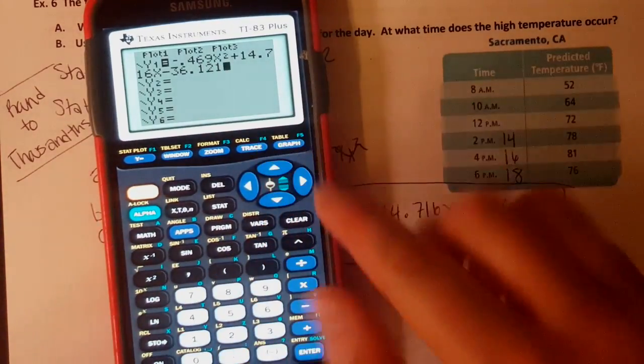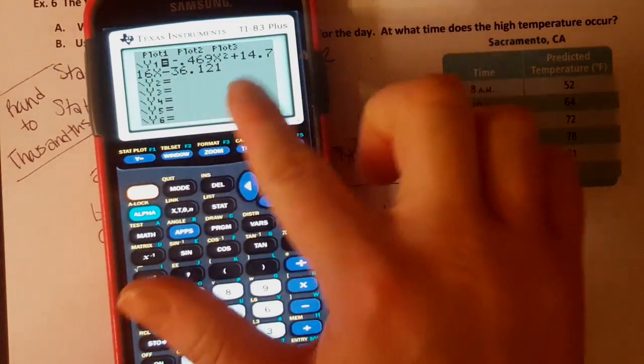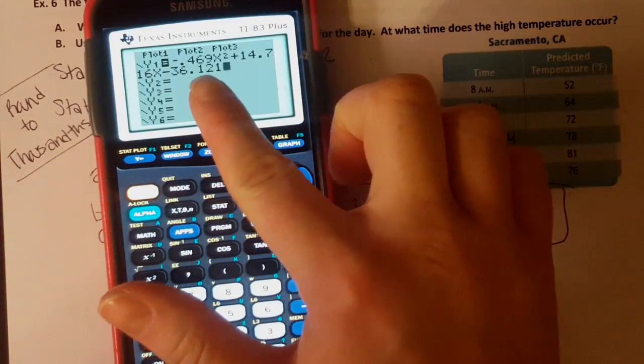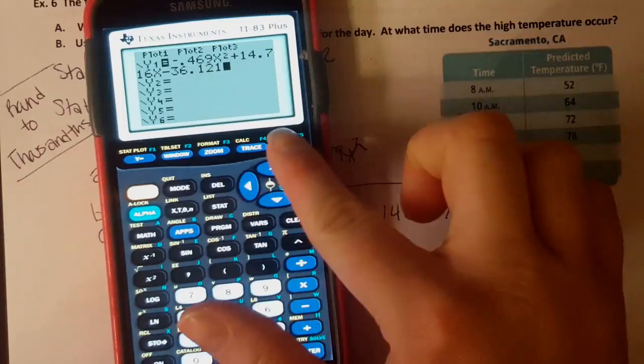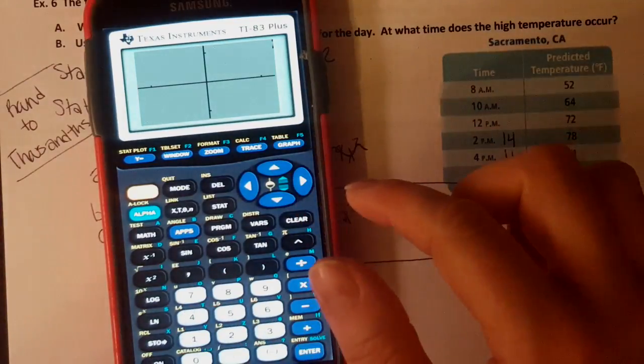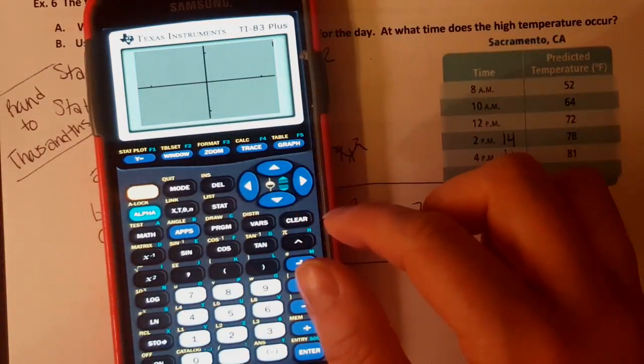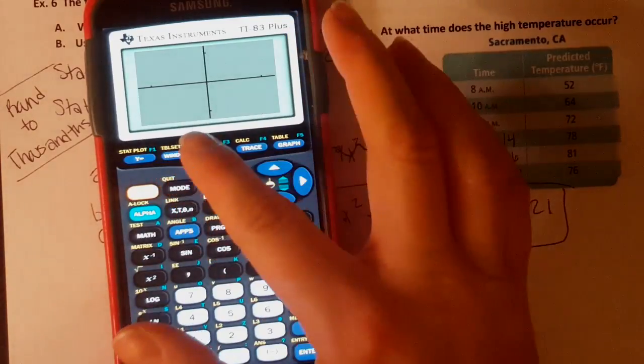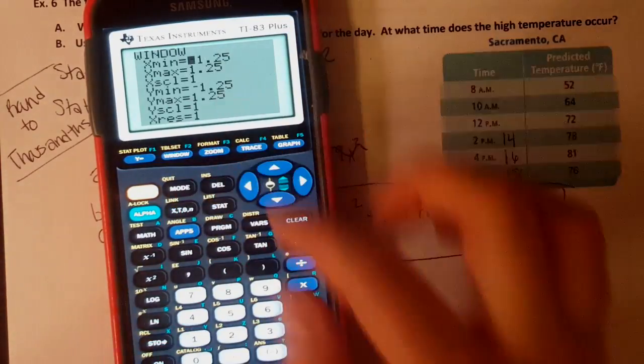Okay, I'm going to hit graph, and I'm guessing I'm going to have to adjust my window a little bit because this is a real life problem. Oh, definitely, my window's not even a normal window right now. Yep. So I'm going to go to my window. Ooh, my window is teeny.